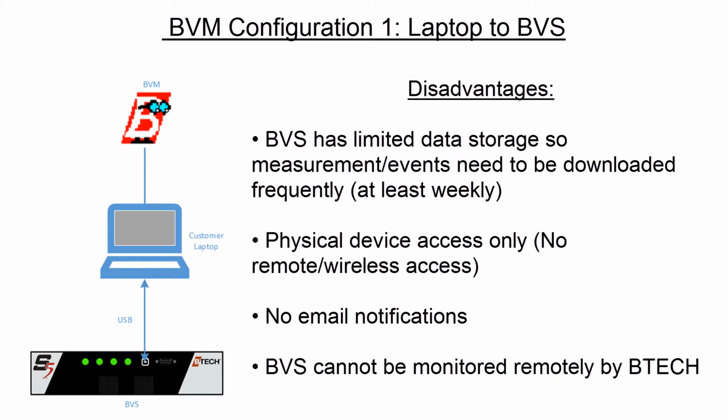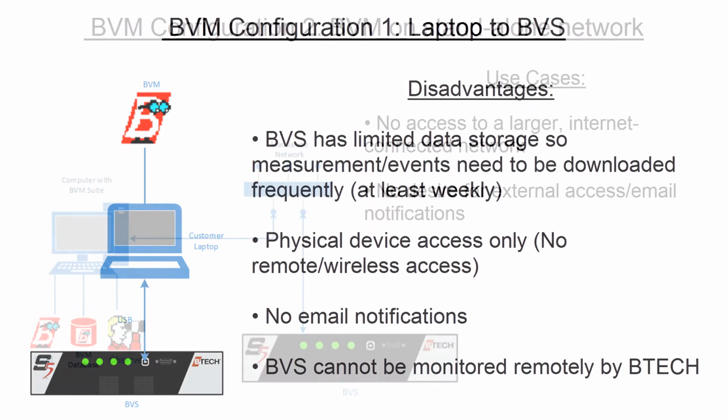A major disadvantage of this configuration is due to its limited internal storage capacity, measurements and events need to be downloaded frequently. In most cases, this should be done at the very least on a weekly basis to avoid data loss. Another major shortcoming of this configuration is that the only way to transfer data from the BVS is via physical access to the device. This means that the BVS is unable to send email notifications of various events and also lacks the ability to be remotely monitored by BTECH's monitoring department.